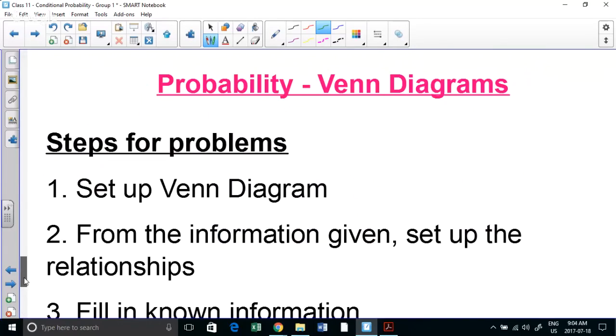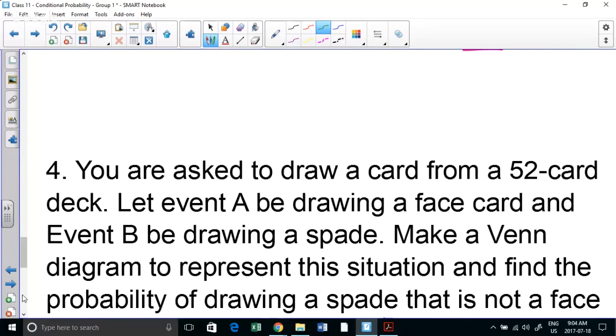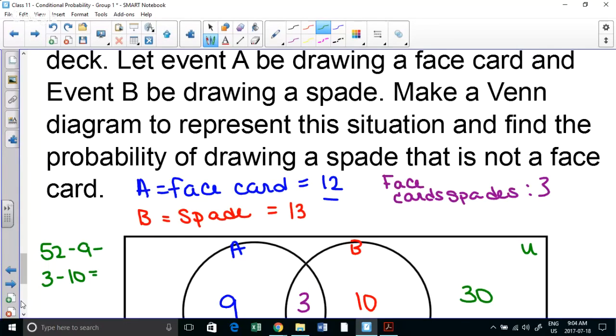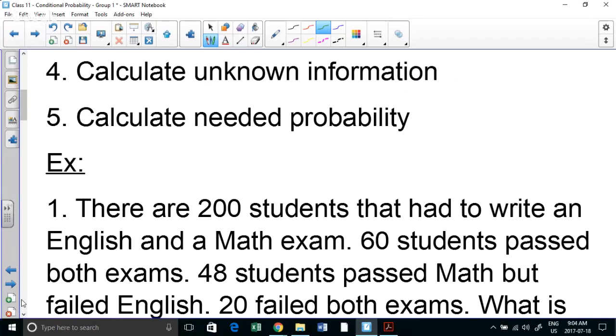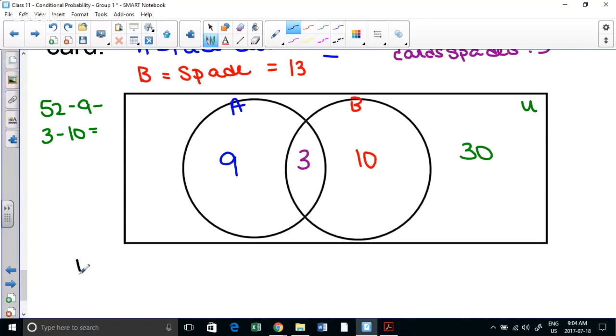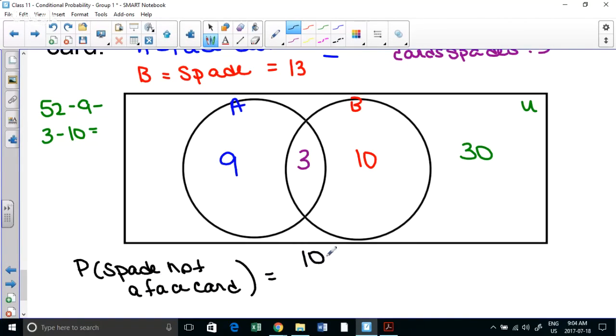So now the question is asking, find the probability of drawing a spade that is not a face card. So we have probability of spade that is not a face card. We have 10 of those over the 52 total. So 10 divided by 52. If you just want to reduce this fraction, just gives you 5 over 26. The decimal's not really nice, so you don't have to put it in.